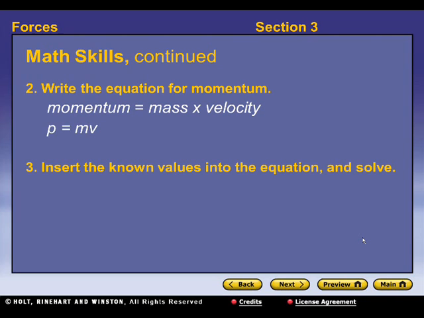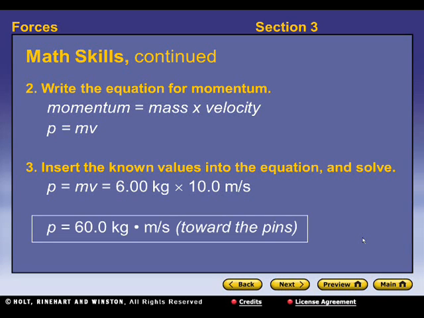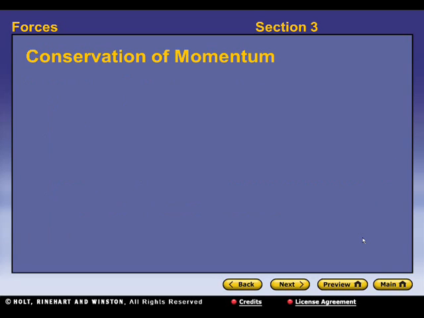Again, write the equation: momentum is mass times velocity, or P equals m times v. And then we just insert the values: 6.0 kilograms for mass and 10.0 meters per second for the velocity. We multiply those two, and you get 60.0 kilogram meters per second, and the direction is toward the pins. So that's how much momentum the object has.